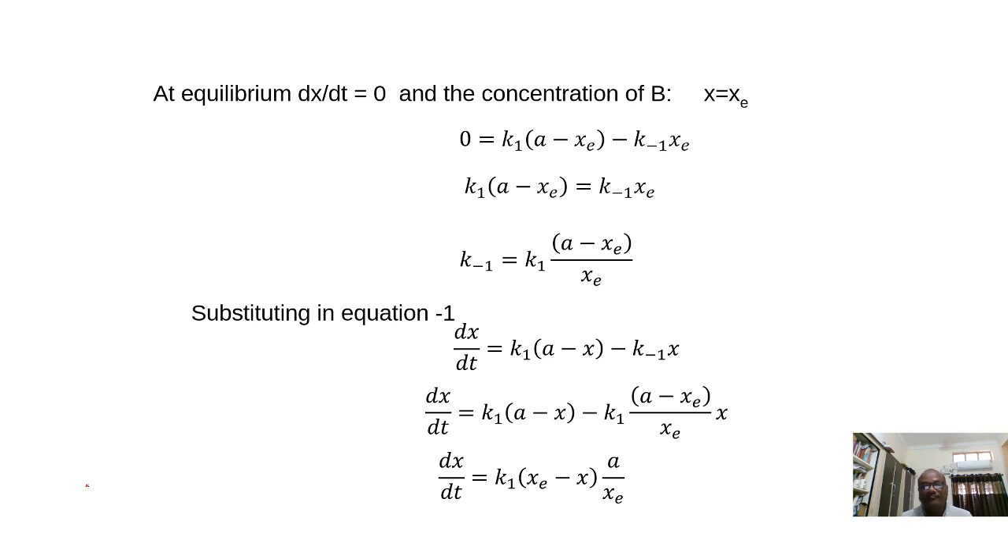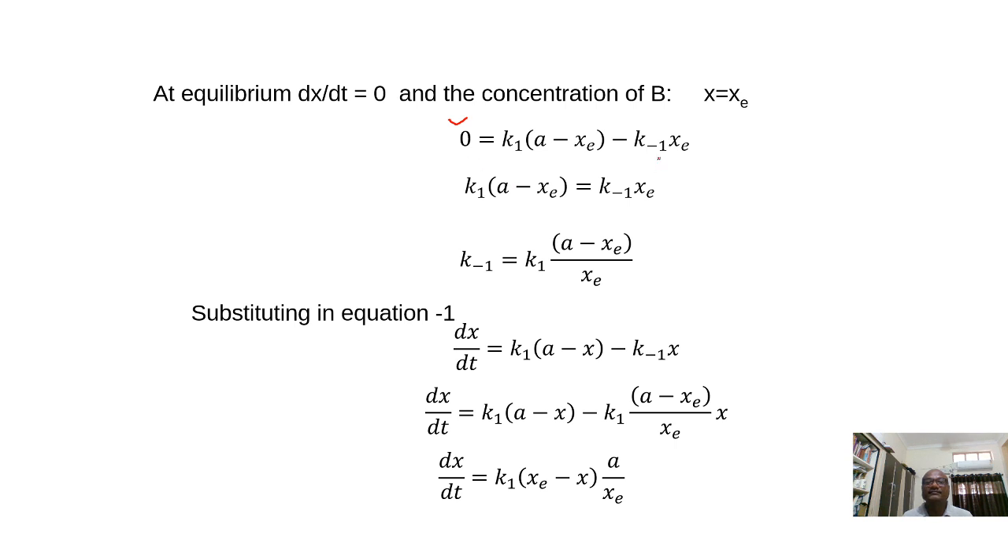The concentration of B, which we said is X at a time t, becomes equal to Xe when equilibrium is reached. Let us substitute this, where dx by dt is equal to 0, meaning the net rate is 0. So K1 into (A minus Xe) minus K minus 1 into Xe is 0. What is Xe? It is the equilibrium concentration of B, or the concentration of A consumed in the reaction when equilibrium is reached.